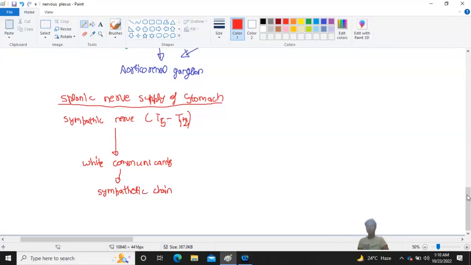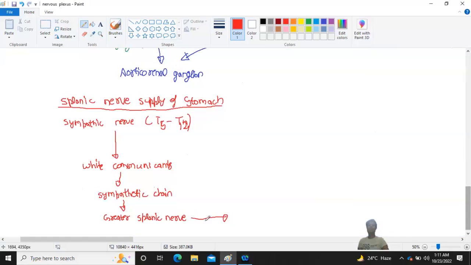From here, a nerve forms called the greater splanchnic nerve. From the greater splanchnic nerve, it goes into the celiac ganglion.